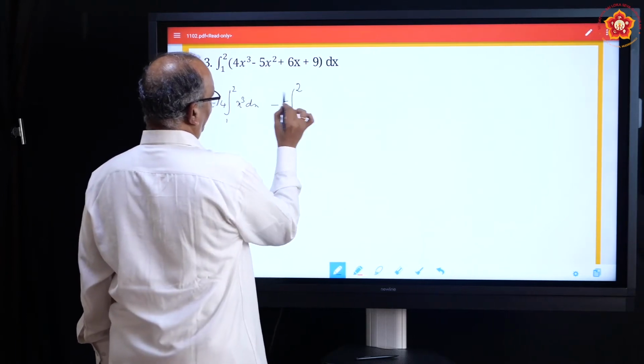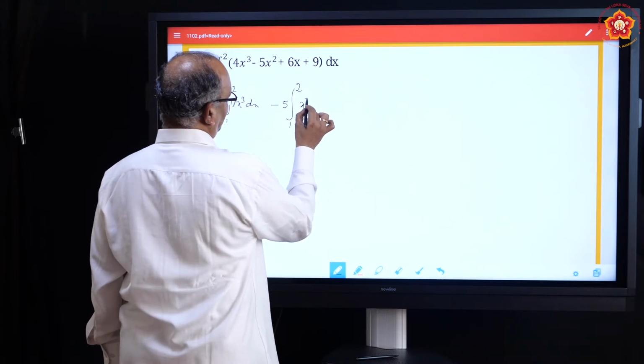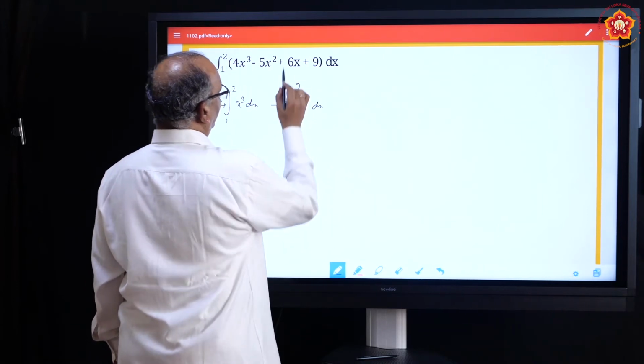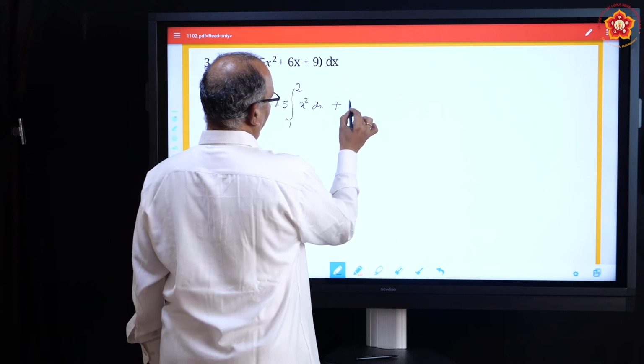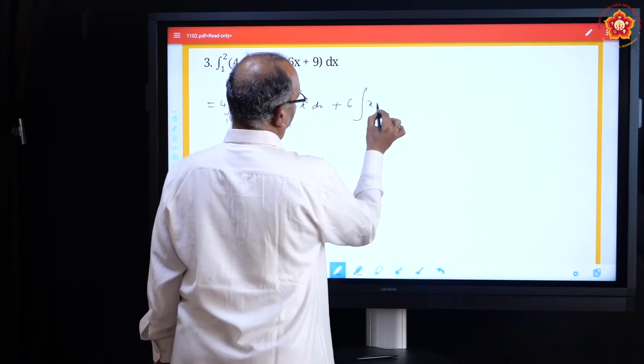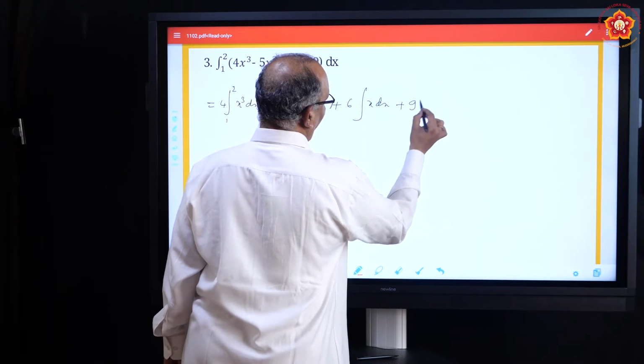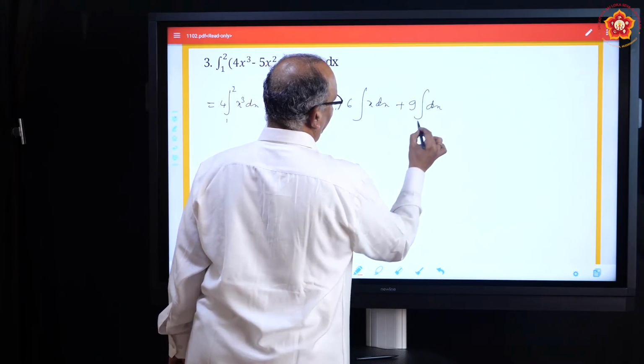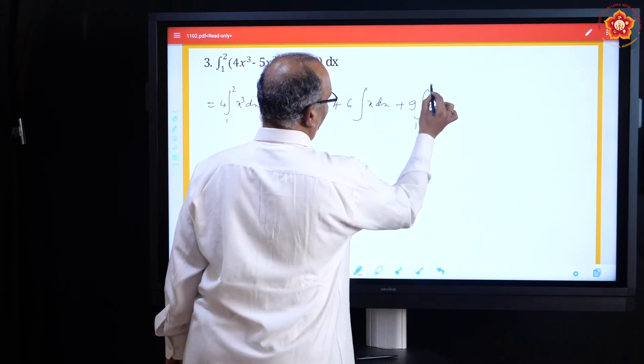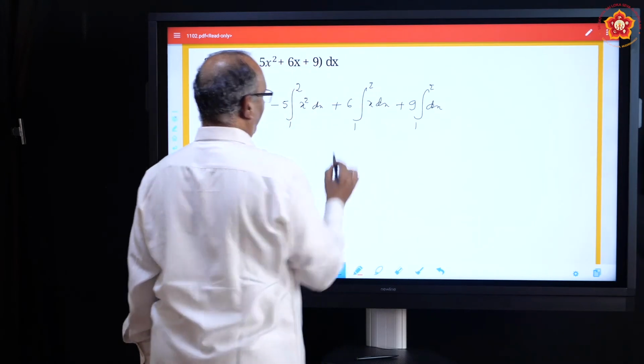Minus 5 can be kept outside, x square is the function. 6 can be kept outside, x is the function. And 9 can be kept outside, and it is only dx. And remember, limits are from 1 to 2.